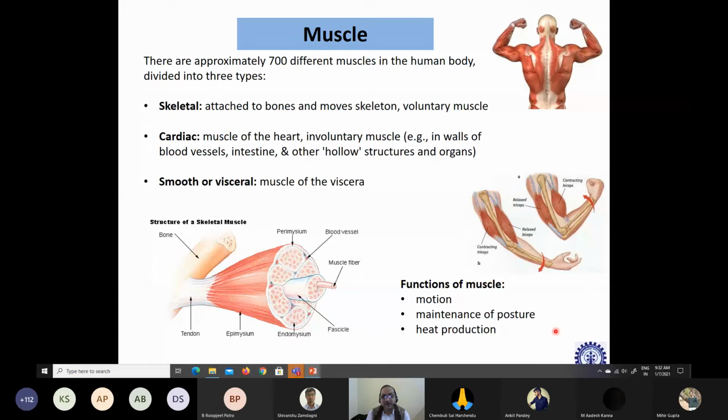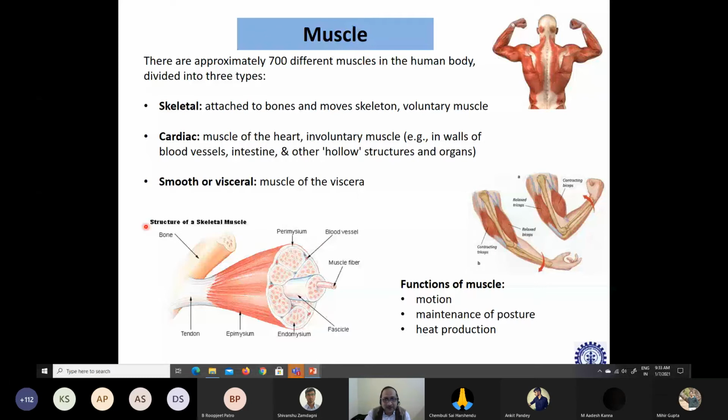Okay, and this can be divided into three types, or classified into three types. So you have the skeletal muscles, which are directly attached to the bones and move the skeleton. Together with the bone and the muscle, we are actually getting different types of movements. Apart from the skeletal muscle, we have the cardiac muscles, the muscle of the heart, which is involuntary muscle, and the third one is smooth or visceral muscles. Okay, so this is typically the structure of muscle.